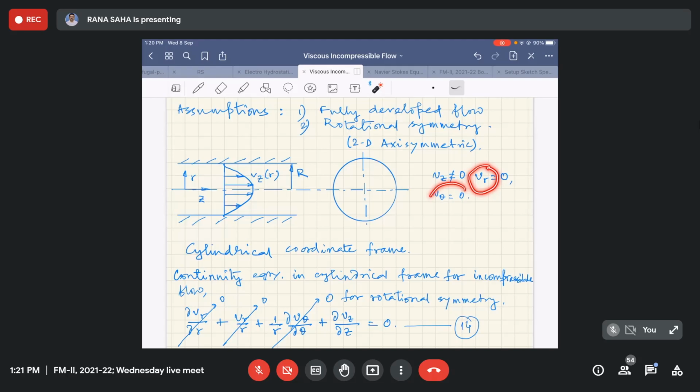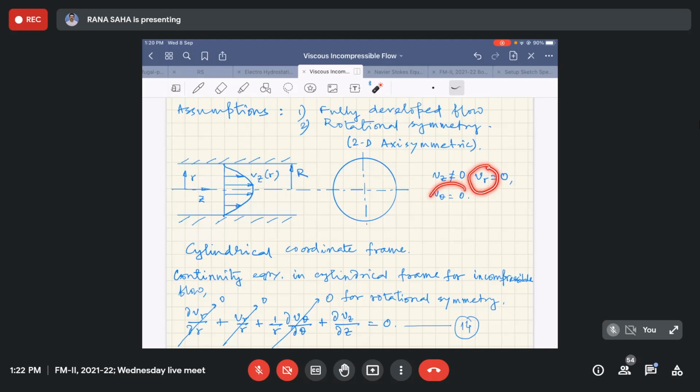Here we need to apply the continuity equation in cylindrical reference frame for incompressible flow, and this is the form. I think one can do the necessary coordinate transformation from linear, that is Cartesian, to cylindrical, and you can get this form. That I think is left to you. You can do better in this type of mathematical transformation.